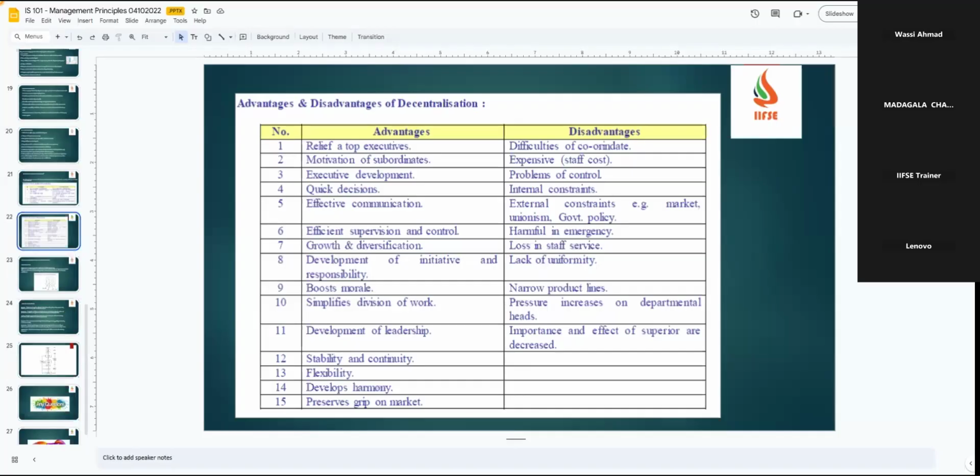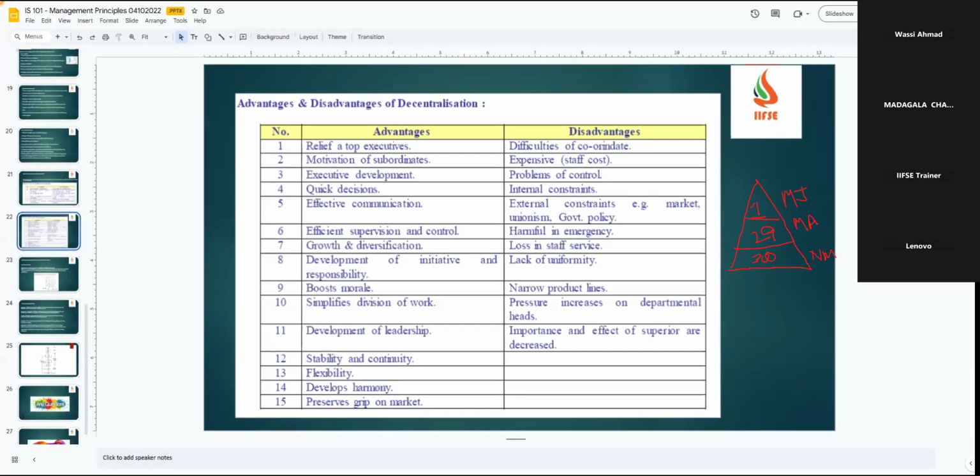So the Heinrich triangle, even if you search in Google, you will get it. So he says that there are 300 near misses, 29 minor cases, and one major. For example, this is a near miss. These are minor accidents, and this is a major one.